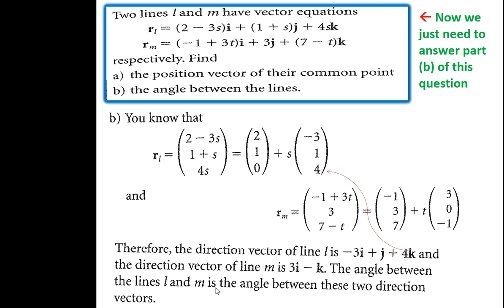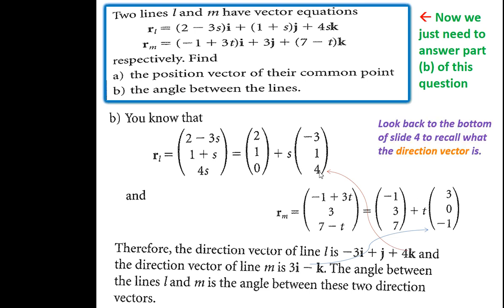The angle between the lines L and M is the angle between these two direction vectors. It doesn't matter about the magnitude, it's the direction that determines the angle. So we use a direction vector to work out the angle between the two. Just pointing out where that came from there, and that one came from there. Look back at the bottom of slide 4 to recall what a direction vector was. That's just the vector equation of a line.